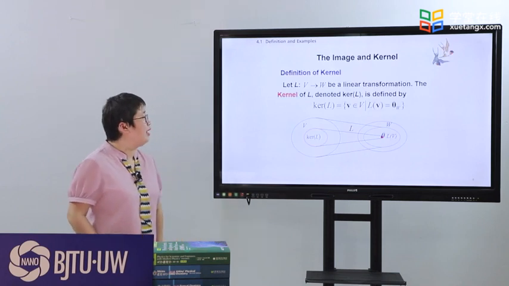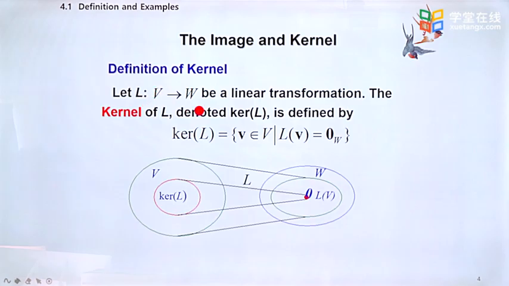Okay, let L: V → W be a linear transformation. The kernel of L, denoted ker(L), is defined this way. The kernel of L equals the set of v belonging to the vector space V such that L(v) equals the zero vector in the W space.